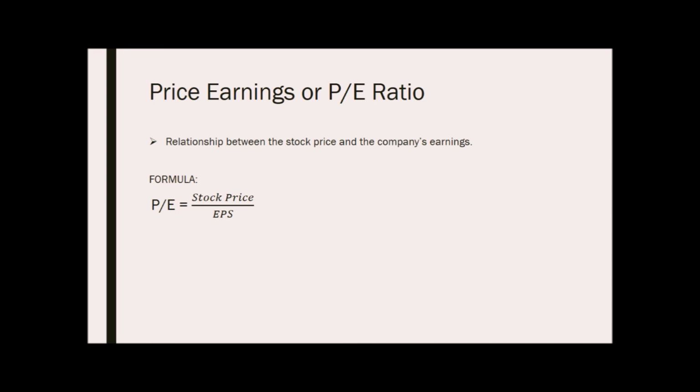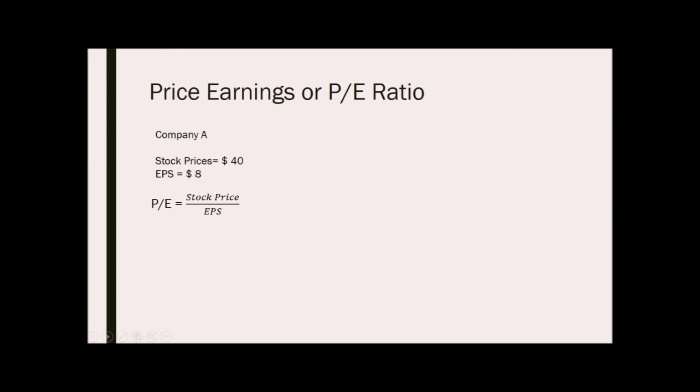For example, Company A has a stock price of $40 and an earnings per share of $8. Its PE ratio would be $40 over $8, resulting in 5 times. PE ratio is often expressed as a multiple of earnings, and as you can see, it is not expressed in dollar terms because the dollar terms in the numerator and the denominator cancel out. Therefore, the higher the PE ratio, the more the market will fork over.